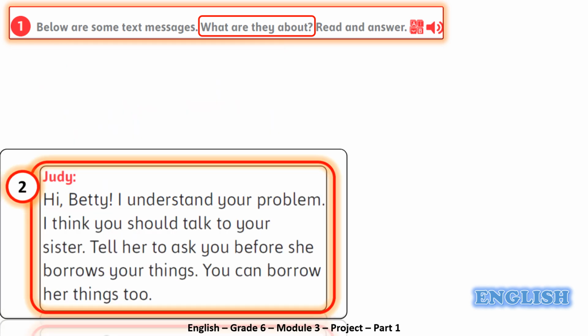Message number 2 is a reply to message number 1. It's written by Judy to Betty. Let's read what Judy has written.